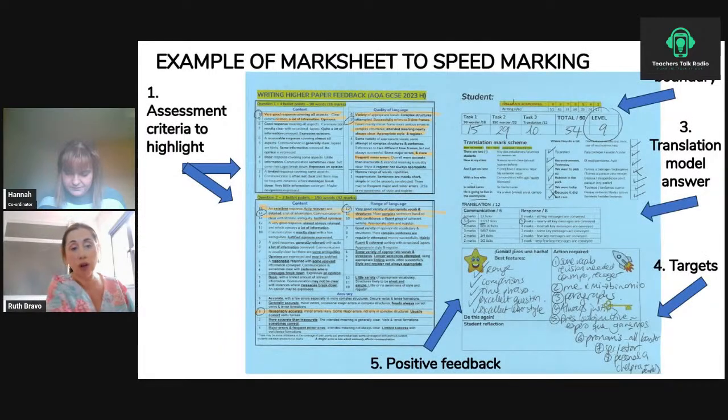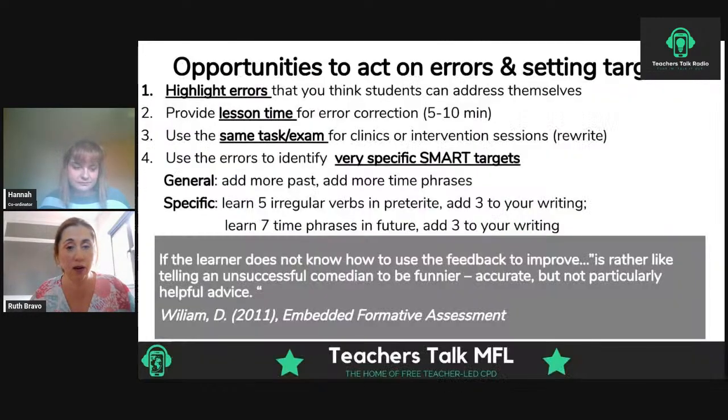So this is what one looks like. It is a mark sheet that speeds marking. On the left-hand side, you have the assessment criteria. I just circled the number. On the right-hand side, we have the grade boundaries at the top, because it helps the student track how far they are from the next level. It is quite motivational. The translation model answer is there, as you can see, with ticks and crosses. And we do have a section for positive feedback, and we have a section for targets that I will touch on in further depth going forward.